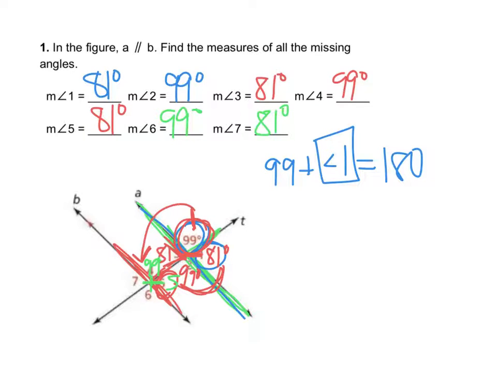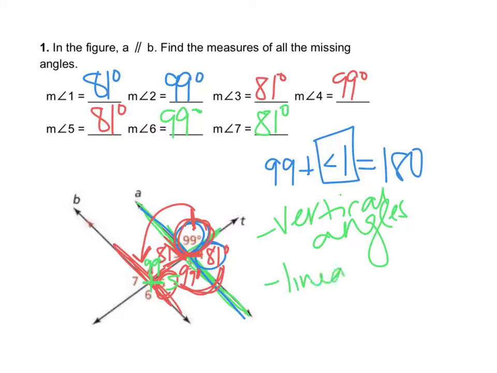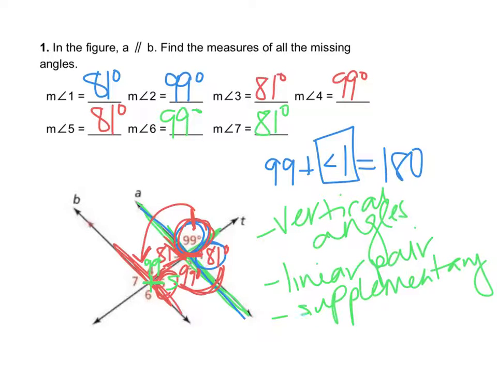Notice that in this example, we use the idea of vertical angles, and we use the relationship of a linear pair, and we use the relationship of something we've talked about before, supplementary angles, because they have a sum of 180 degrees.